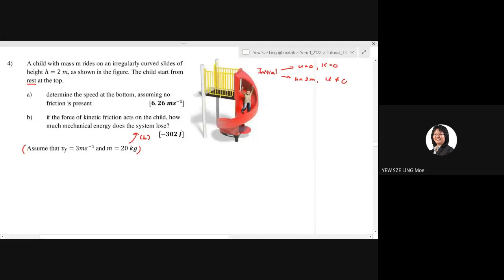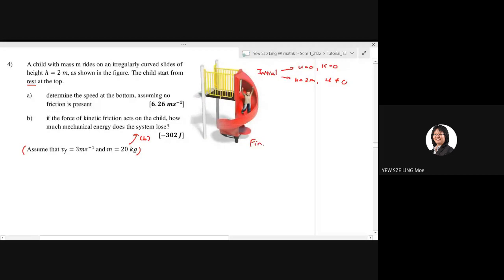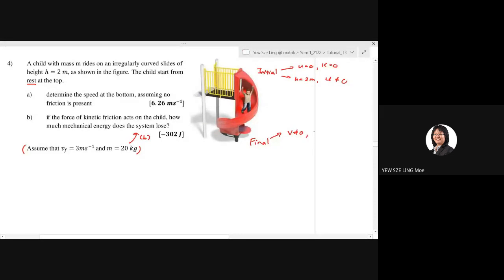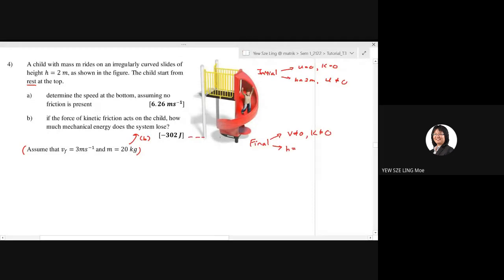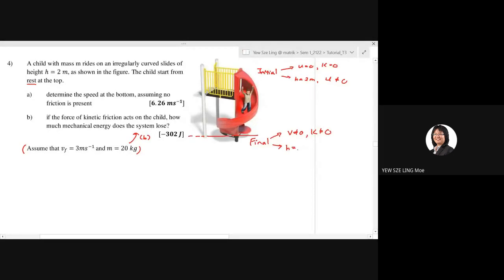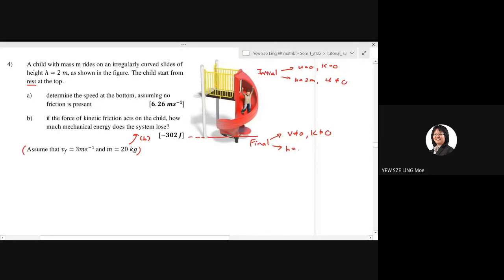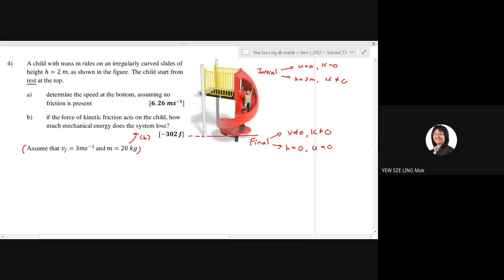And then what happens at the final? Determine the speed at the bottom. The bottom is here, so this is our final position. At the final position, v is a non-zero value because it asks us to calculate, which means K is also a non-zero value. And how about height? Most of the time we take the ground as our h equals 0. So if h equals 0, then U is also equal to 0. That is the information that we have right now.